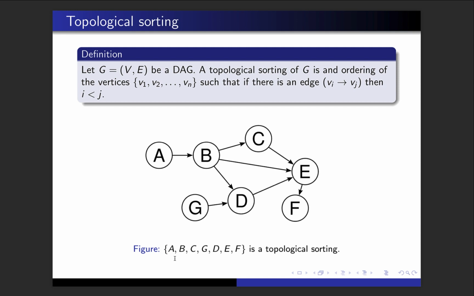One simple question that feels natural to me at this point is, given that I have an acyclic graph, how can I efficiently find a topological sort?